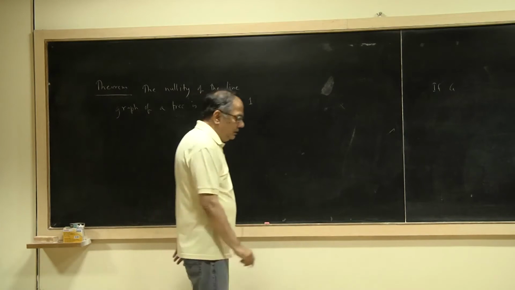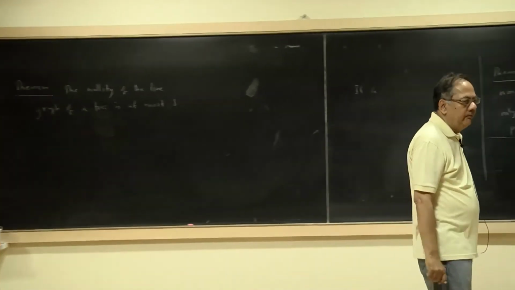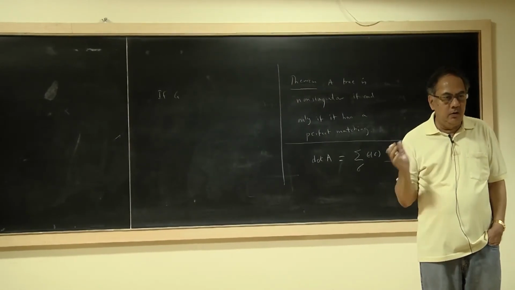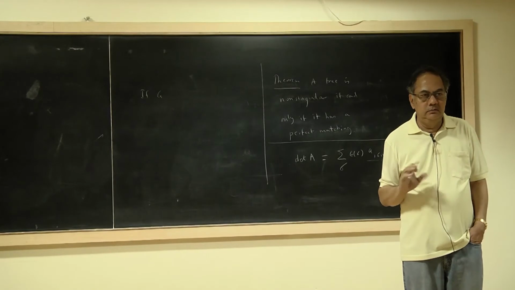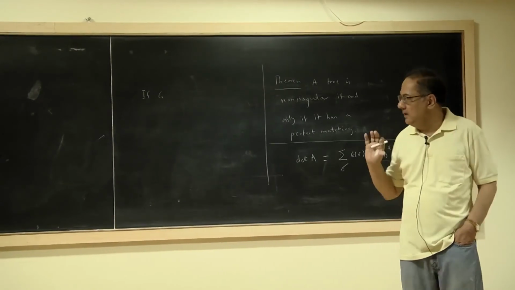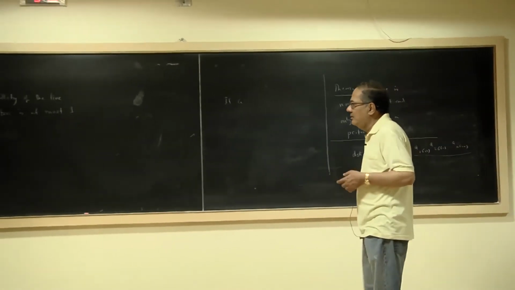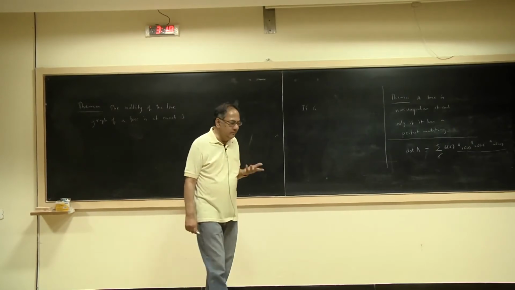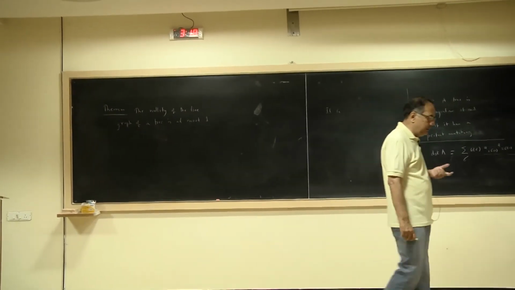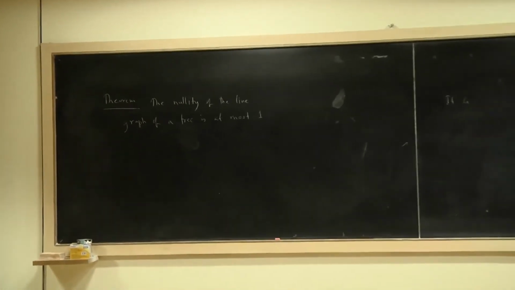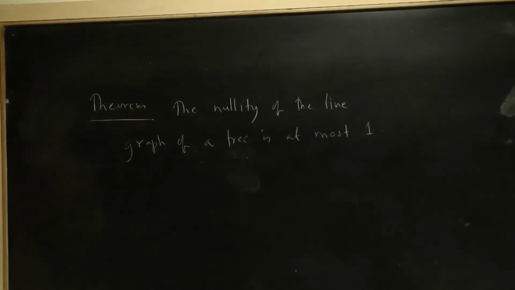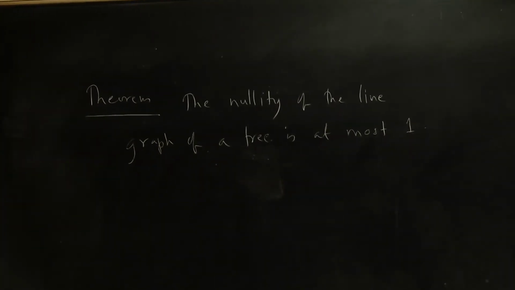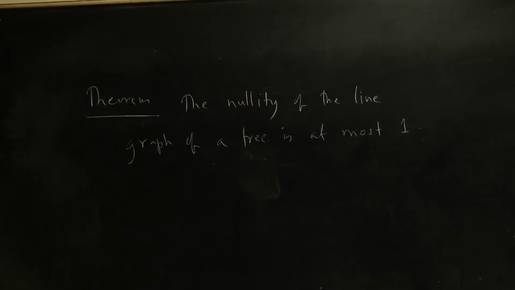Nullity 0 means the graph is non-singular. So the line graph of a tree is either non-singular or it is singular with the dimension of the null space 1. That is the eventual statement. This statement was proved by some people independently with a long proof, and somehow they arrived at this result, because this is not something you would expect to write down. What is the motivation? There is no clear intuition also. The original proofs are tedious, very long proofs.